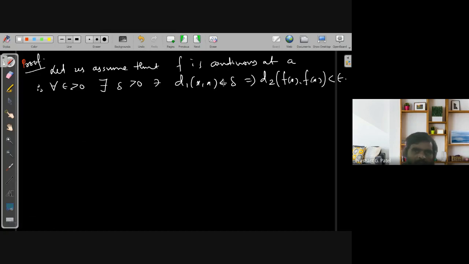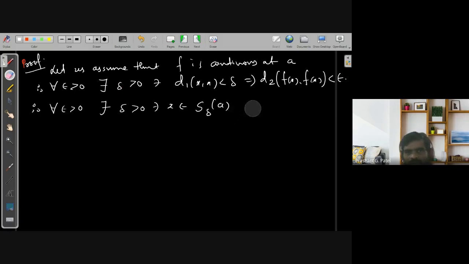How we can write this in the neighborhood way. That means for every epsilon greater than 0, there exists a delta greater than 0 such that, what does that mean? It means that it is in the neighborhood of delta. So every x belongs to a neighborhood S delta of A, which implies that f of x is in the neighborhood S epsilon of f of A.